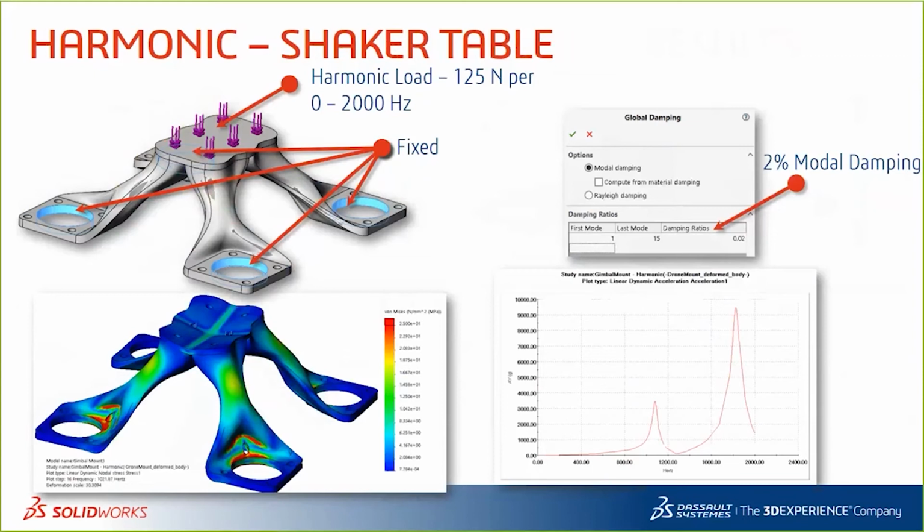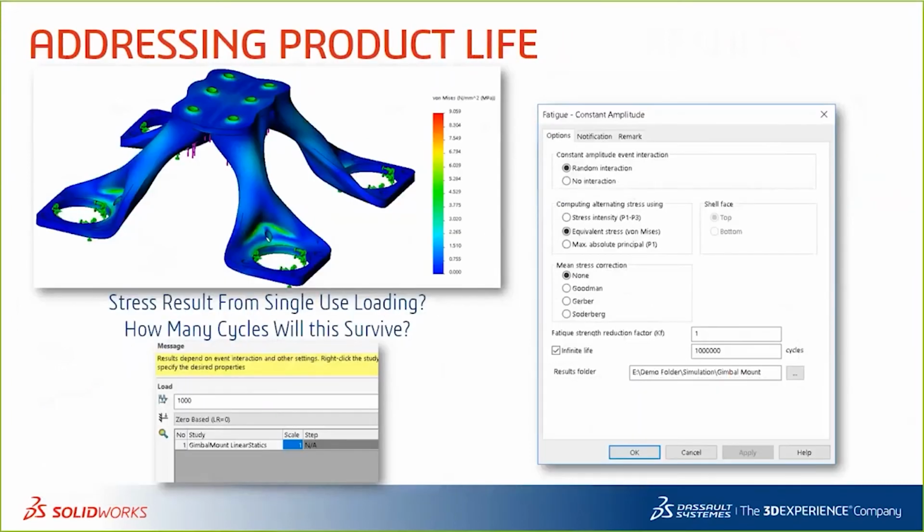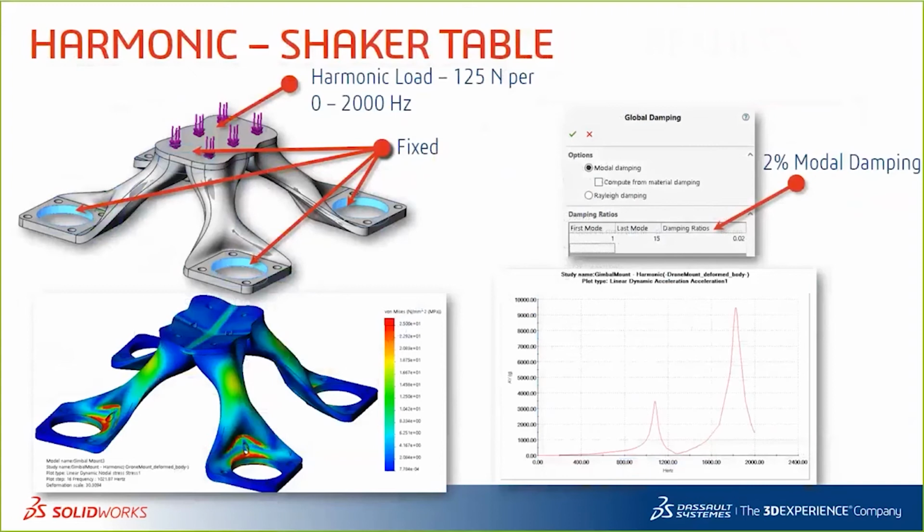So we can also recreate a harmonic analysis, or as we call it, a shaker table. So some of you might be familiar with this. If you have components that are vibrating, a lot of times for physical prototyping, you'll put it on a shaker table, so we can recreate that virtually in the analysis. And here we can see two spikes, again right around 1200 hertz, and another spike at right around 1800 hertz as well.